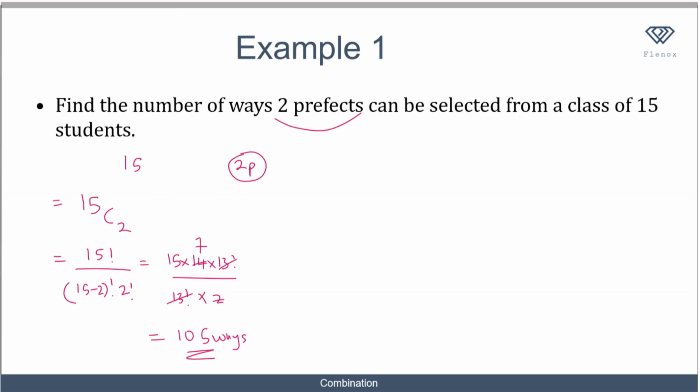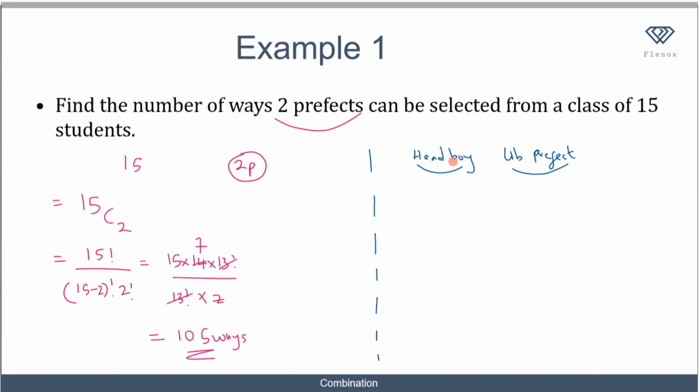Now, as a side note, assuming I was not interested in selecting 2 prefects, but I was interested in selecting a head boy and a library prefect. So now I'm still going to select 2 prefects from this, but I want to assign one as the head boy and one as the library prefect. So how is it different from this example over here?